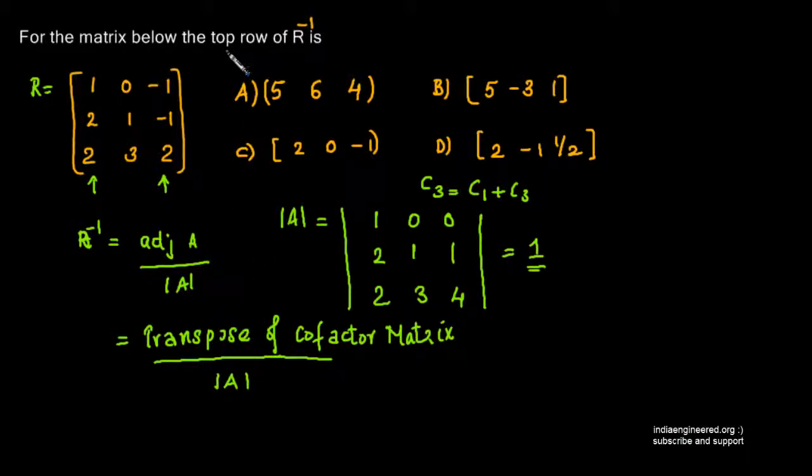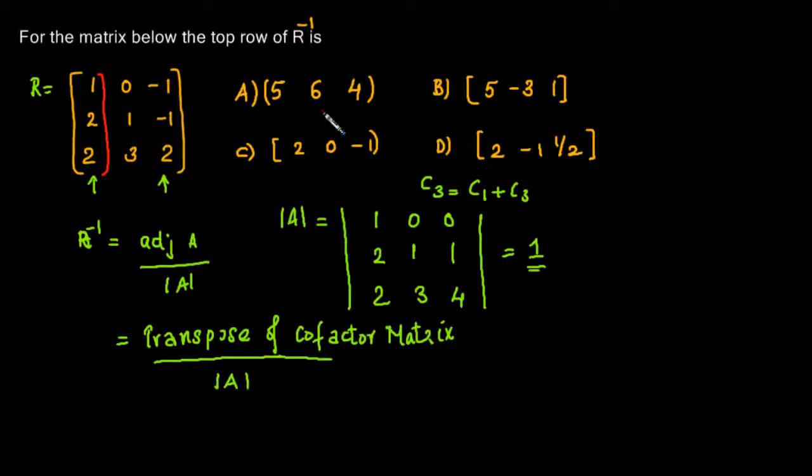We are asked to find out the top row of R inverse. Once we take the transpose, to obtain the top row we have to look for the top column. So this column will become the top row in the case of the inverse, because we have to take the transpose. So we have to check the cofactor of these elements and see how we can obtain the top row.